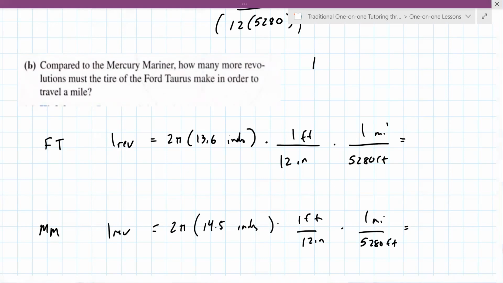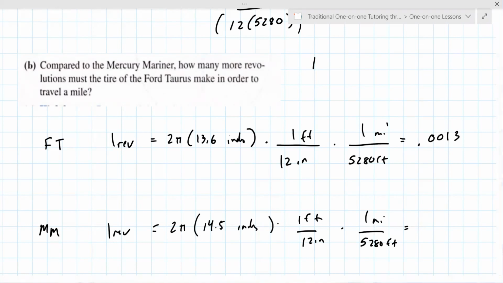So we're gonna get that top number. Then hopefully it also makes sense. It's 2 times pi times 13.6 divided by 12 divided by 5,280. So you get a pretty solid decimal. You get 0.0013. All right. And then this other one, the Mercury, it's going to be slightly bigger than this. It's still not very big, but 14.5 is the only number we're going to change in there. So it's 0.0014.